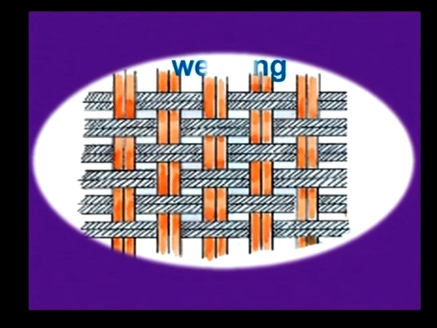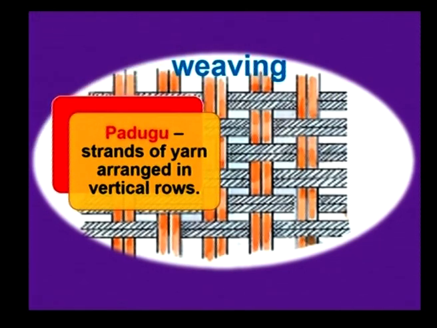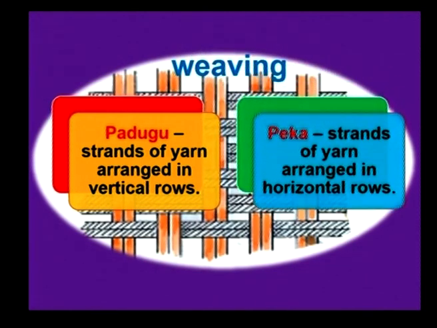This is how weaving is done. You might have seen some horizontal strands and vertical strands. Padugu are the strands of yarn arranged in vertical rows, and peka are the strands arranged in horizontal rows.